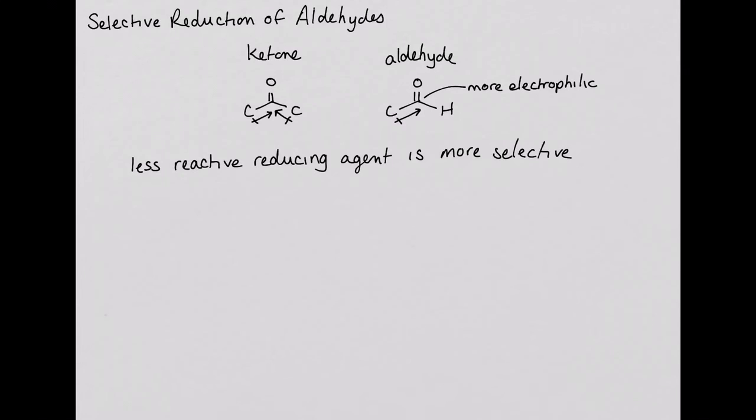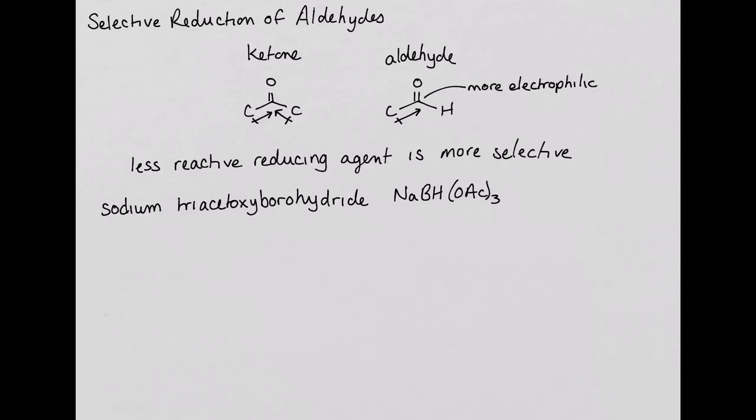The reducing agent that's typically used to reduce aldehydes in the presence of ketones is sodium triacetoxyborohydride. Typically, this reducing reagent is abbreviated like this, and its structure looks like this. Sodium triacetoxyborohydride is a weaker hydride donor because of the electron-withdrawing acetoxy groups.